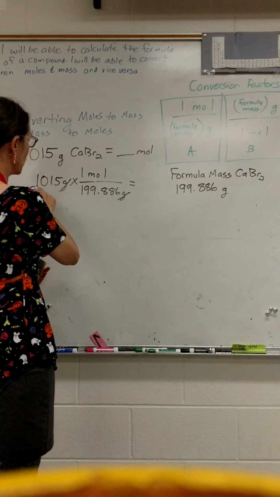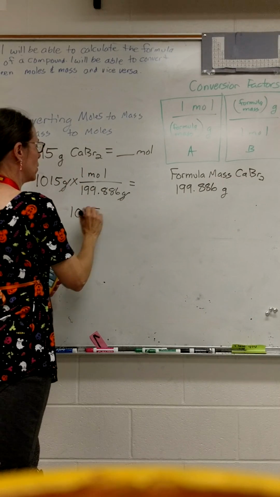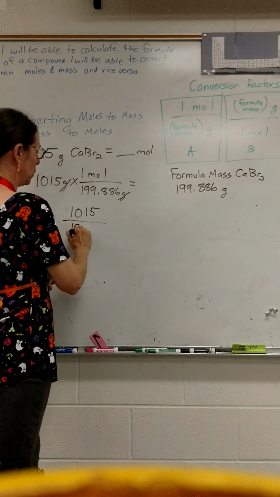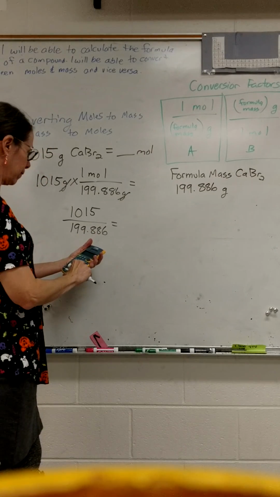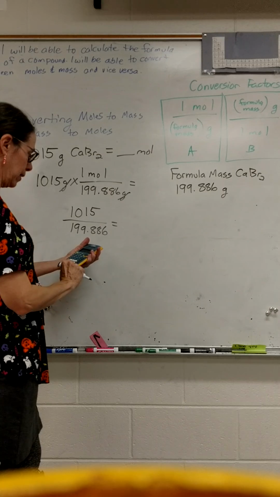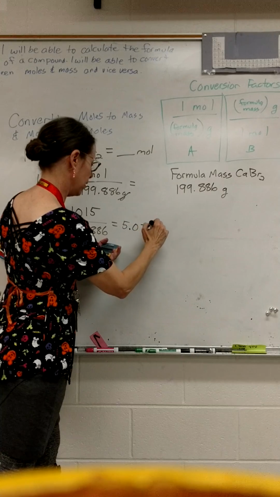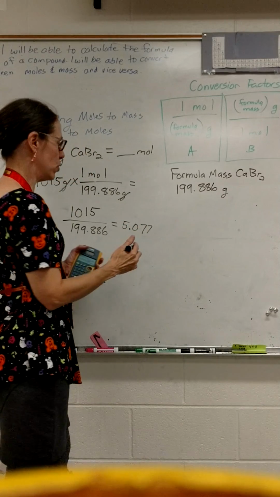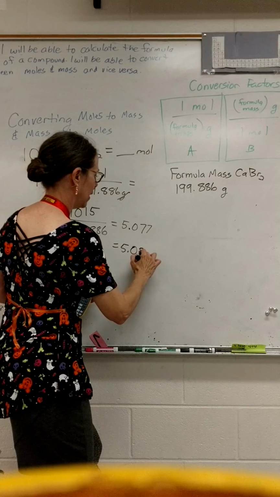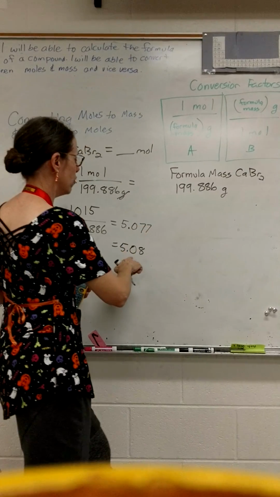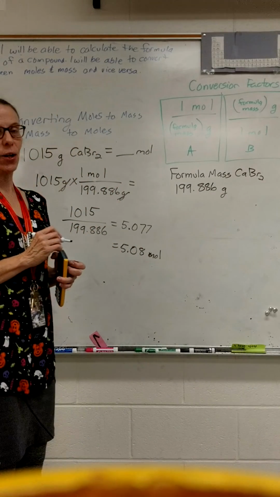So in that case, what I have is 1,015 times 1. Well, that's just 1,015 divided by 199.886. Get my calculator. And my answer is 5.077894. I'm going to round this to 2 digits past the decimal. I have 5.08, we'll do significant figures later, 5.08 moles. I hope that helps. Thank you.